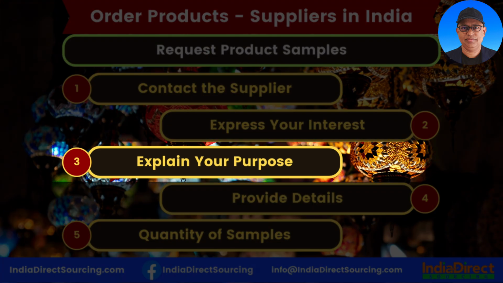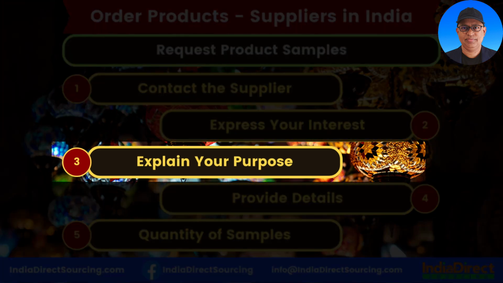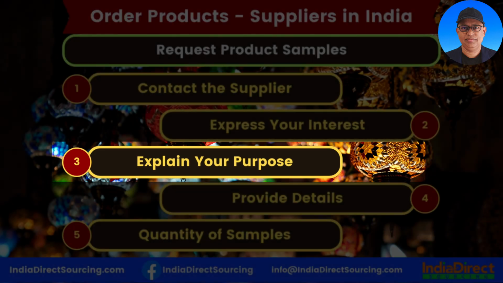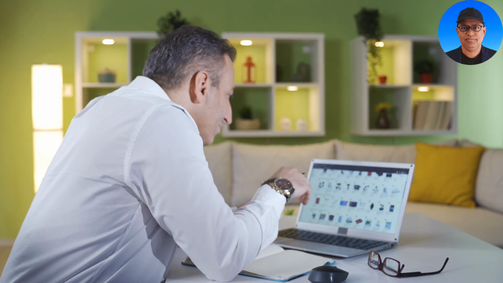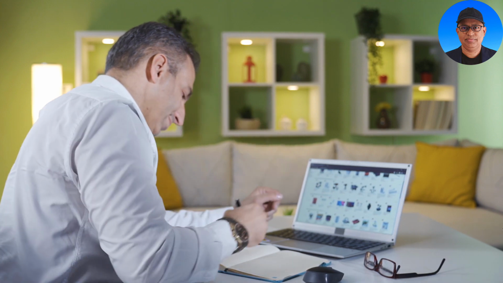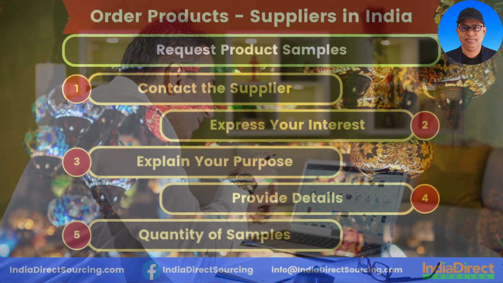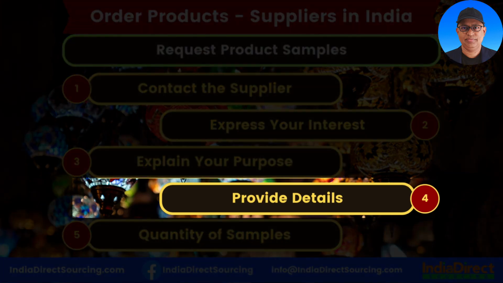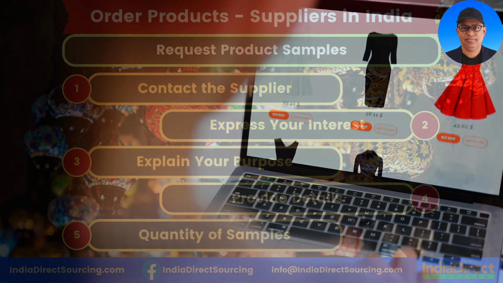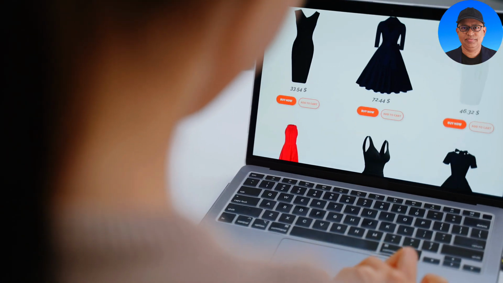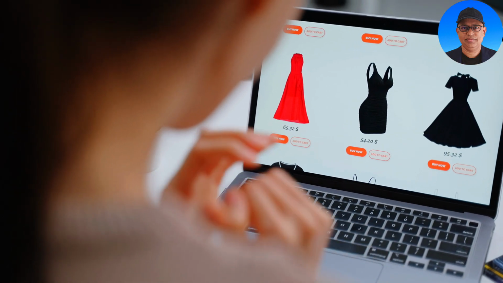Step 3 would be explain your purpose. So explain that you are requesting a sample to assess the product's quality, craftsmanship, and how well it meets your specifications. This shows your commitment to ensuring the product is a good fit for your business and for your supplier also. Step 4 would be provide details. So give very specific details about the product you are interested in. Include its name, model number, size, color, or any other relevant information you have. The more precise you are, the better the supplier can match your request.